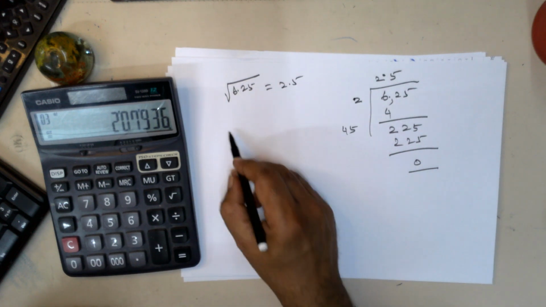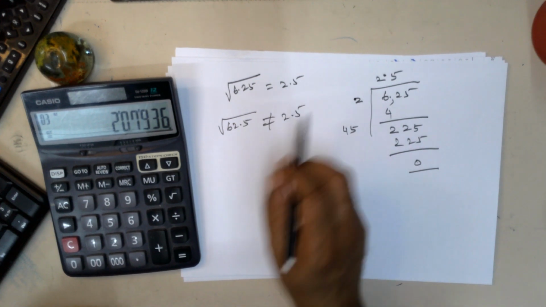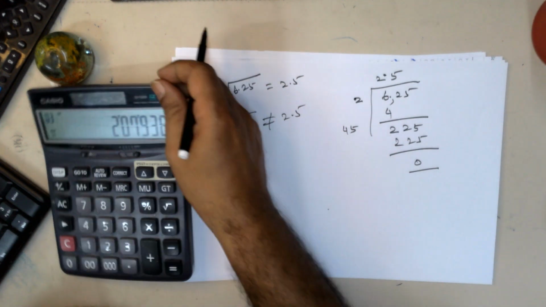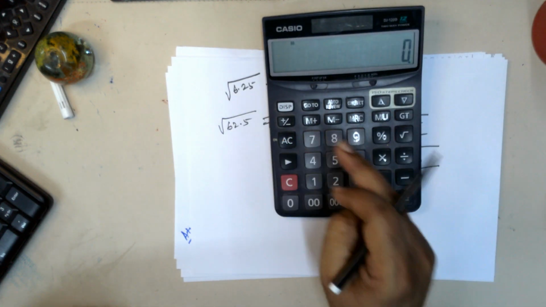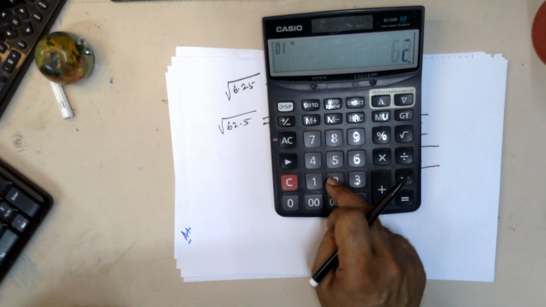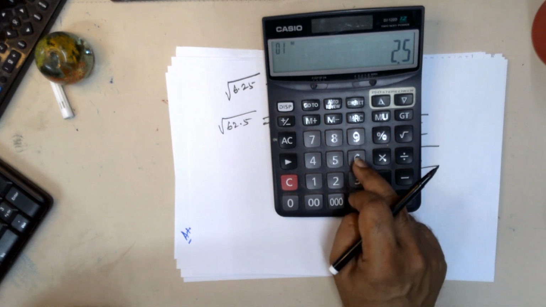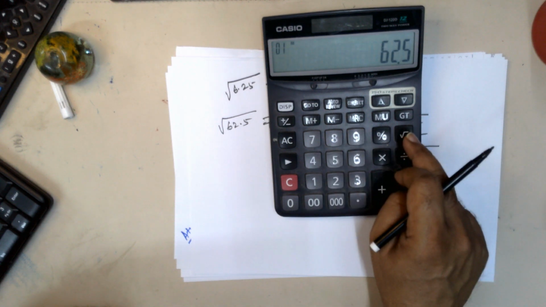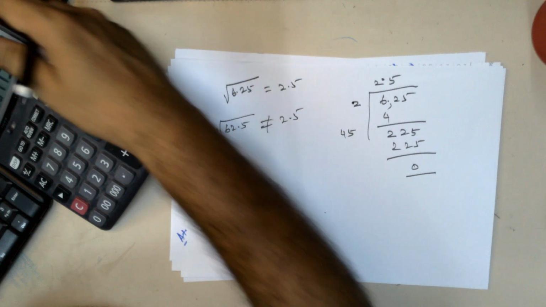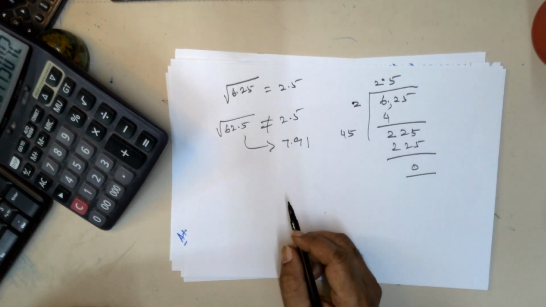But remember, the square root of 62.5 is not equal to 2.5. Is it not? So we want to find out, for example, with the help of a calculator first. The square root of 6.25 is 2.5, but for 62.5, it is not equal to that. It is 7.9, about 7.91. Shall we check?